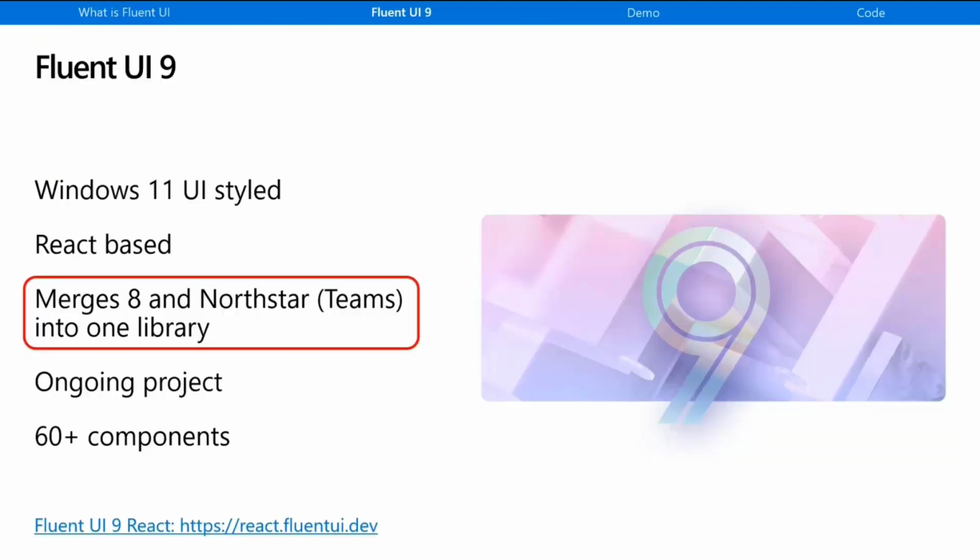Fluent UI 9 is the new version that Microsoft is making. It's Windows 11 styled and React based. And this is the big one: it merges 8 and Northstar together. Anybody developing for Teams will know Northstar very well, and this is merging that into one library. It's an ongoing project, and currently there are only 60 components, so you've got a lot more in the older version of Fluent UI, but they are heavily developed in Fluent UI 9. The big thing there is it merges 8 and Northstar into one thing.